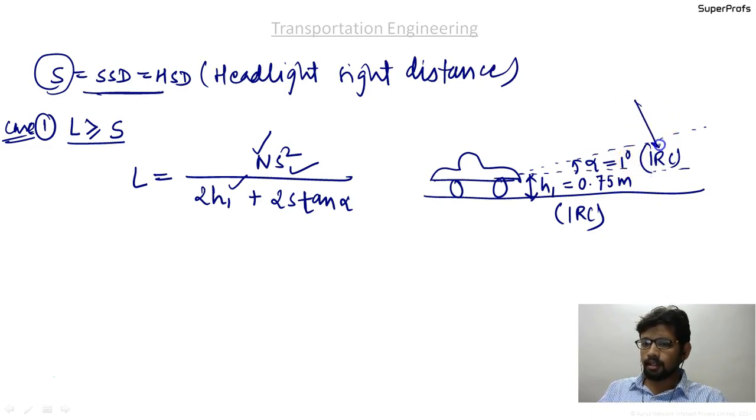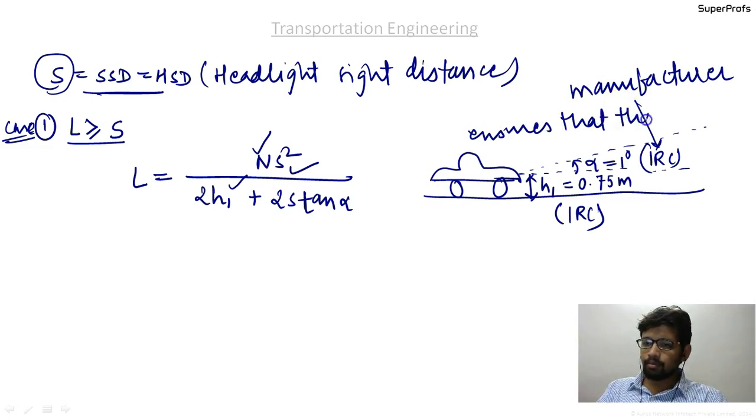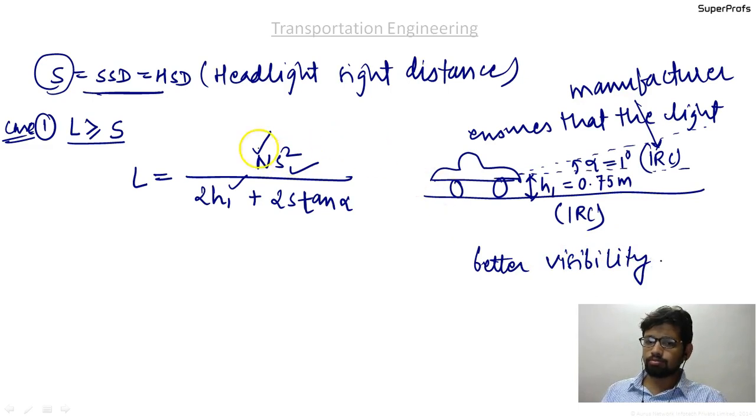And who does it? It is the manufacturer who ensures that the light beam is slightly towards the upper side, by alpha equal to 1 degree, for better visibility. Okay guys, so you know all the terms, and you just have to simply solve and find out the length of the valley curve.